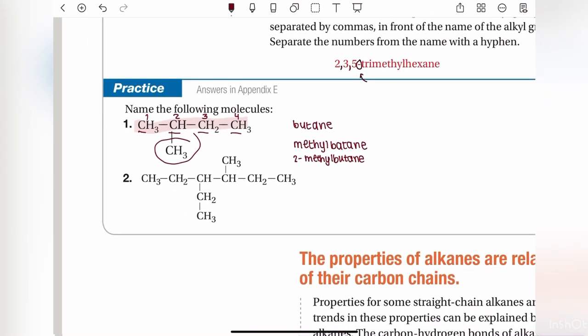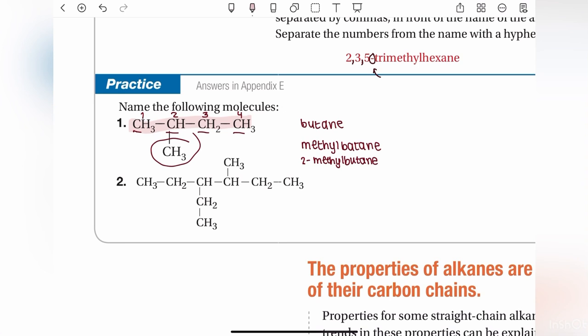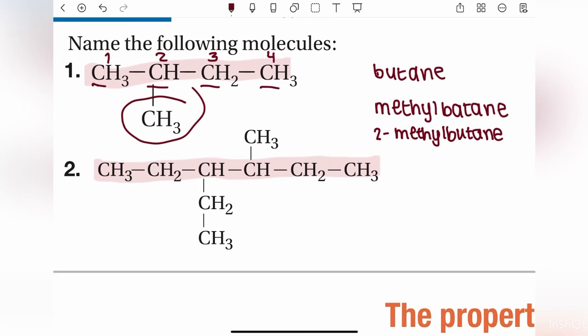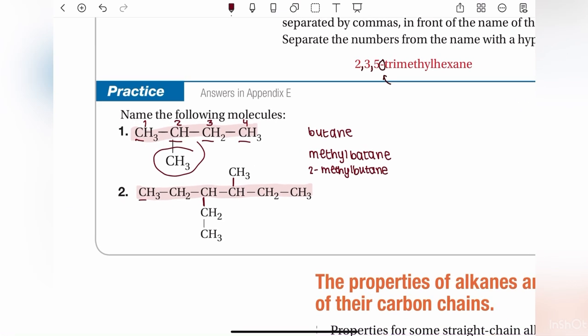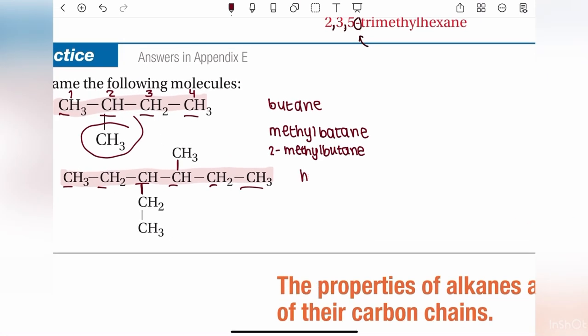Now, the second one. This is an interesting one because I would like to get your attention on one interesting thing. So, again, when we're first looking at the compound, we can say easily that this is the parent hydrocarbon because it has the largest number of carbons, right? Okay, and let's first go in this direction. It has 6 carbons, and it's an alkane, so it will be a hexane. Hexane is the name of our parent hydrocarbon.